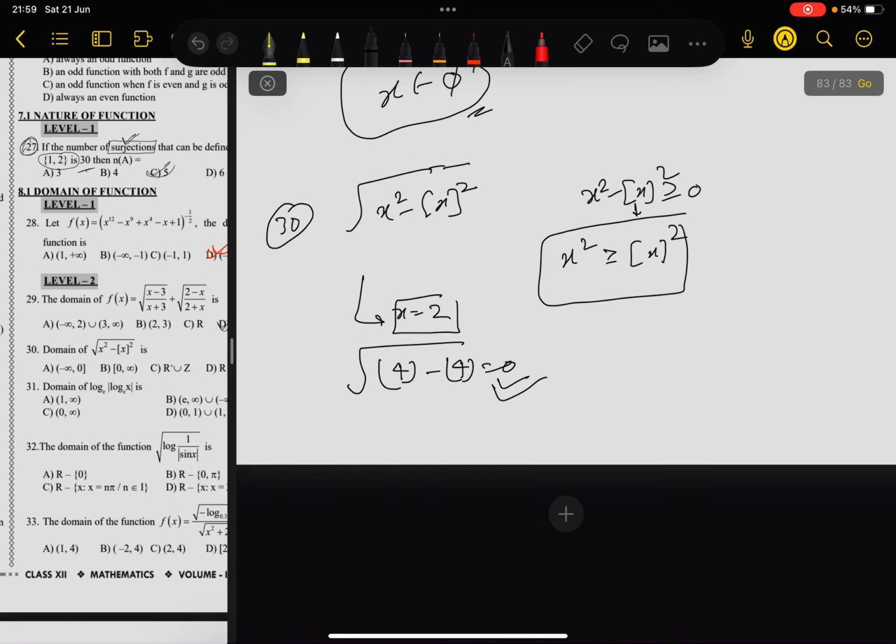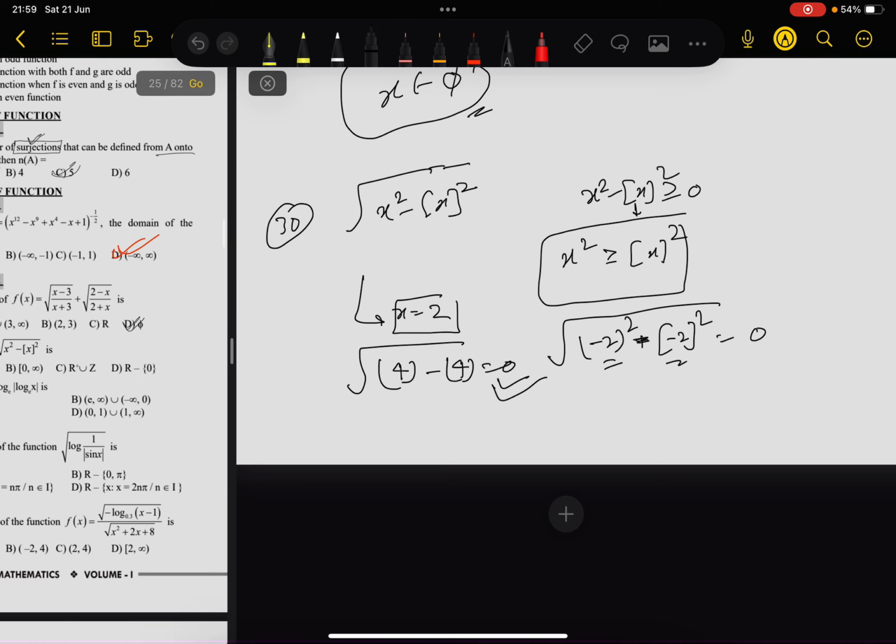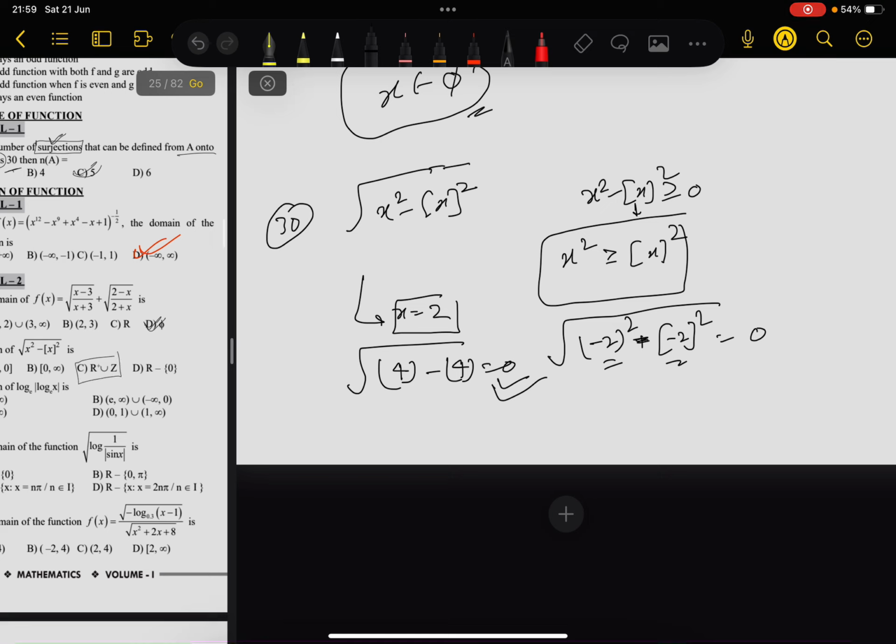That means if you take minus 2 square and negative of box of minus 2 square, that is also equal to 0. You will get the same values here. So that means negative integers are also included. Now, only in one of the options are integers included here. So definitely you can directly say this is the correct option, right?